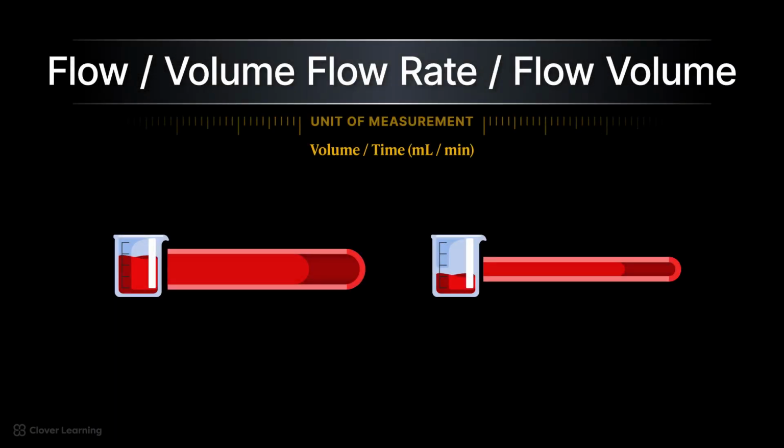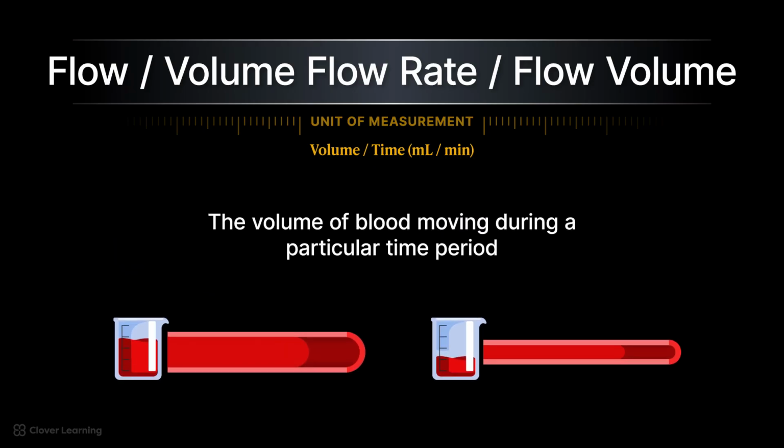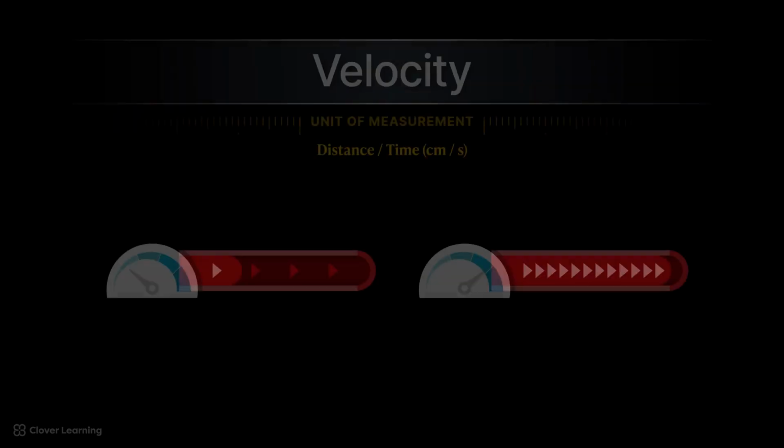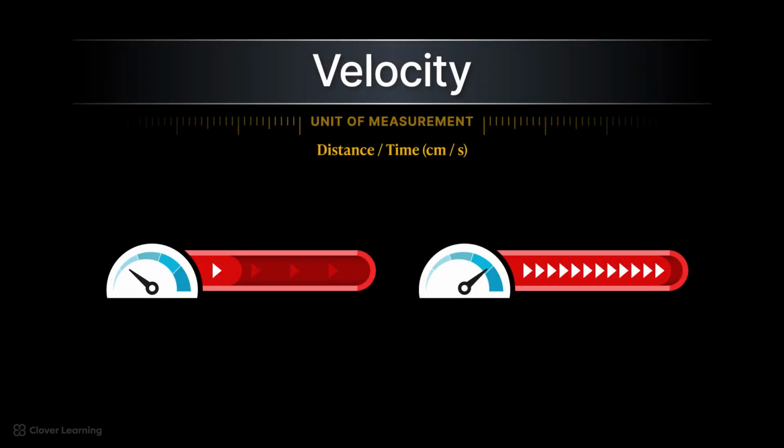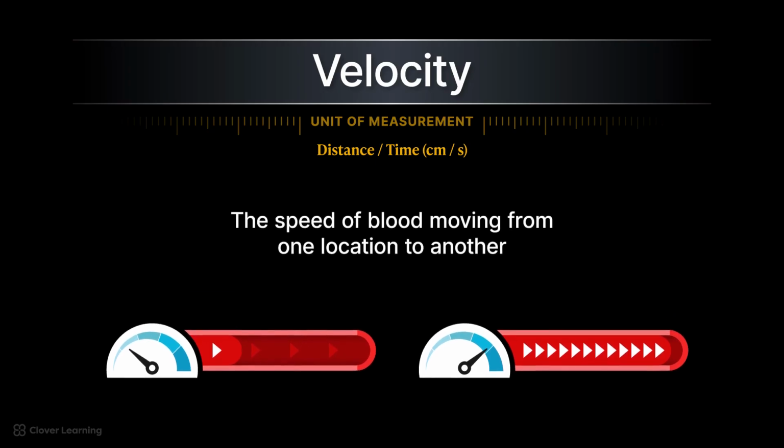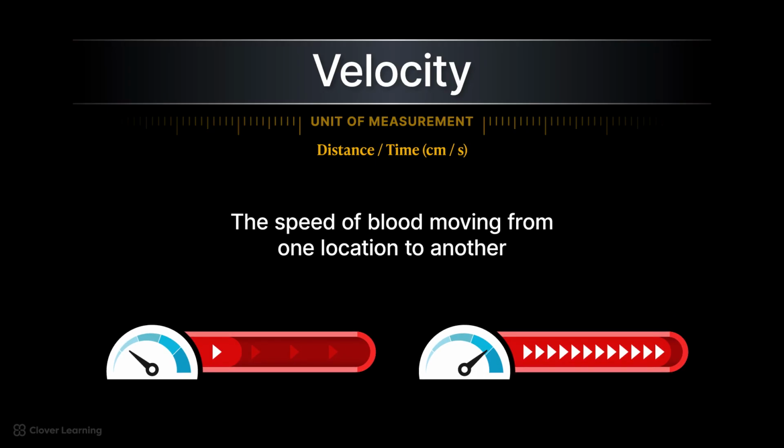Flow, also called volume flow rate or flow volume, answers the question about how much. When we discuss flow, we're discussing the volume of blood moving during a particular time period, and we measure it in volume divided by time, like milliliters per minute. Velocity answers the question about how fast. When we discuss velocity, we're discussing the speed of blood moving from one location to another, and we measure it in distance divided by time, such as centimeters per second.